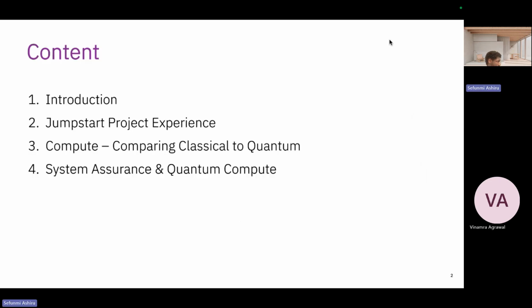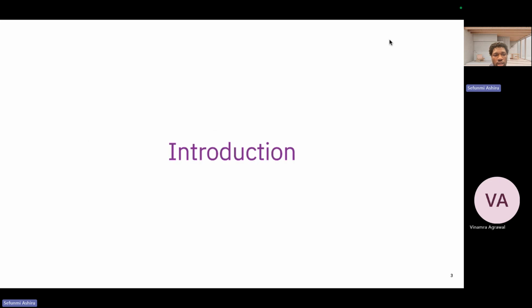We're going to start with a general introduction to the Jumpstart project experience. Afterwards, we'll talk about compute in general and how we can compare classical to quantum. Then we'll move into system assurance and quantum compute. One thing to note is that compute here just means logical, programmatic thinking that can be done with any type of medium or architecture.